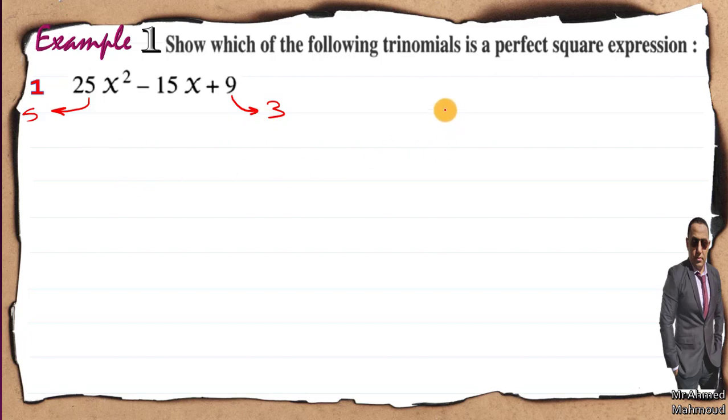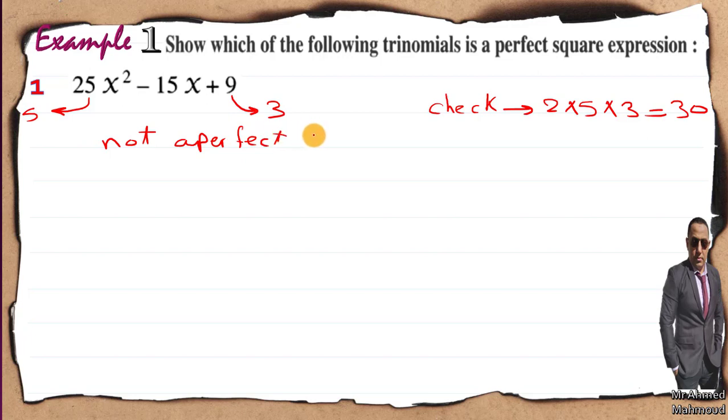Now I'm going to check the middle. 2 times square root the first, which is 5, times square root the third, which is 3. 2 times 5 times 3 equals 30. This is not 30, so this is not a perfect square trinomial. This is because the middle is not equal to 2 square root of first times square root of third.